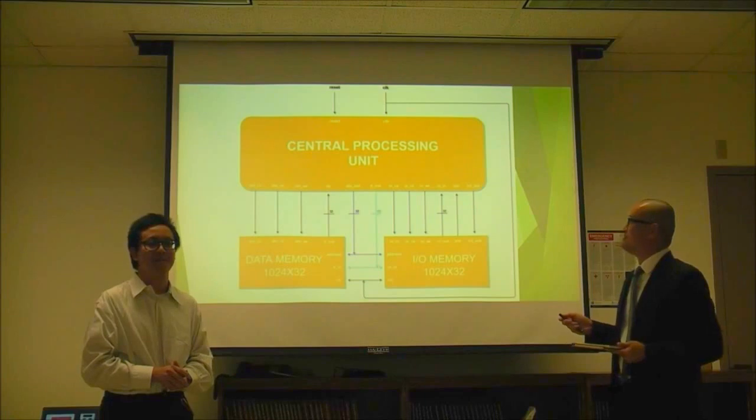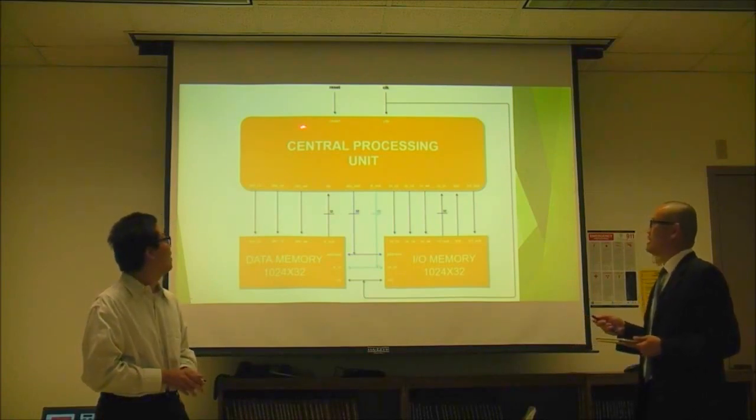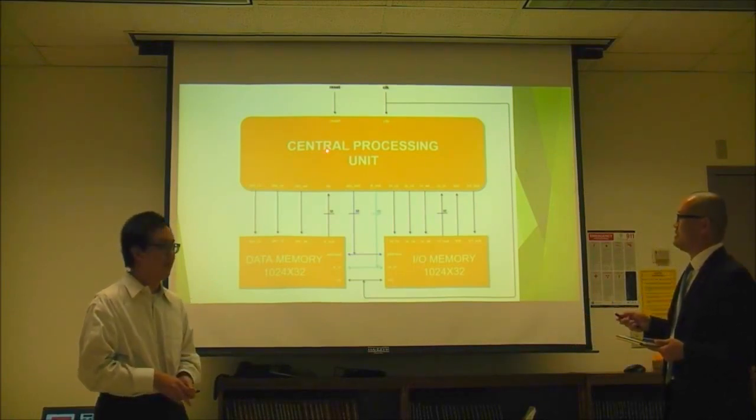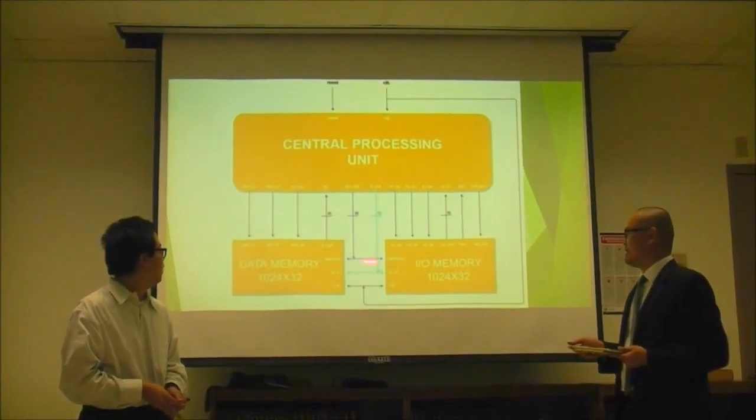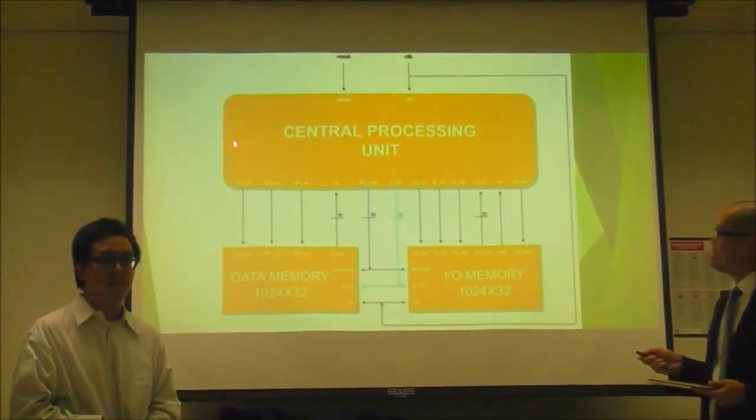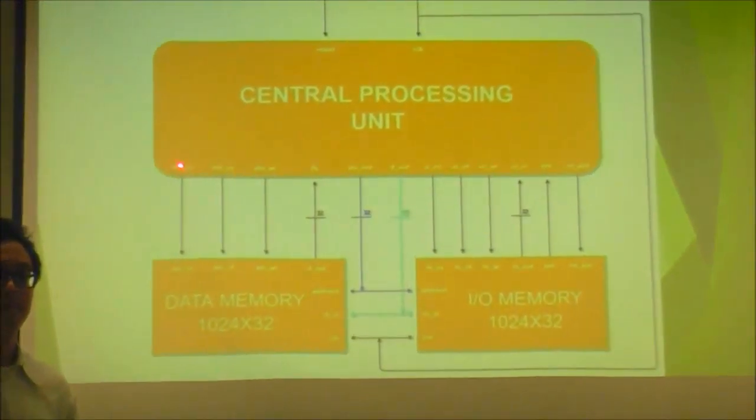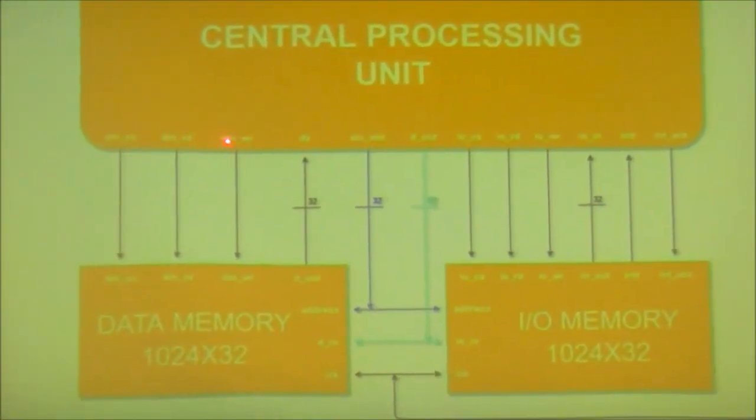So we are at the top level. 3 important blocks. We got the CPU, central processing unit, the data memory, and the I/O memory. As for the signals, we have the data memory chip select, data memory read, data memory write. That goes into the data memory. The D out of the data memory will go into the DY as a 32-bit. The output of the CPU ALU out will go into the address, as well as the D out will go into the D in of the data memory.